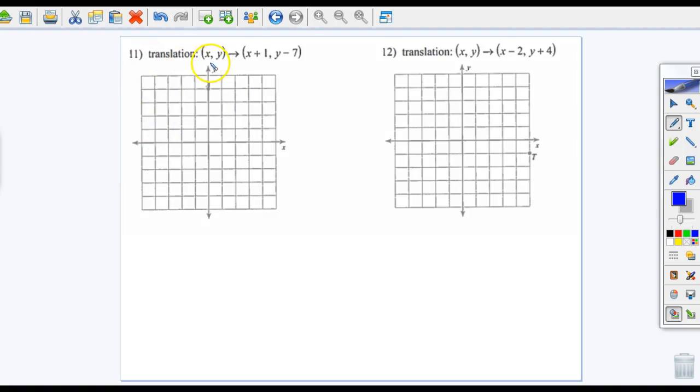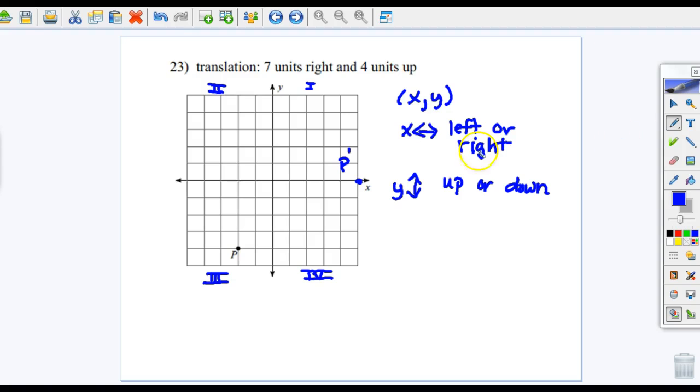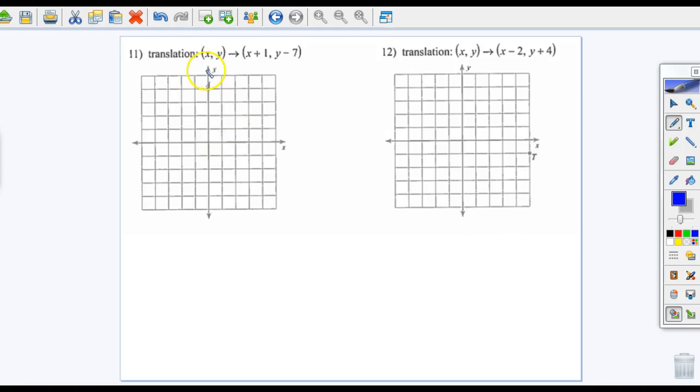All right, so now my rule is in the form of XY. Now remember earlier, I told you that X tells you left or right, and Y tells you up and down. So this is when that's super duper important. You can't see it, so let me make it a little bit darker. Here's the point A prime, or A. Let's make it a little bit bigger. And on this one we have point T, and T, that one you can see.